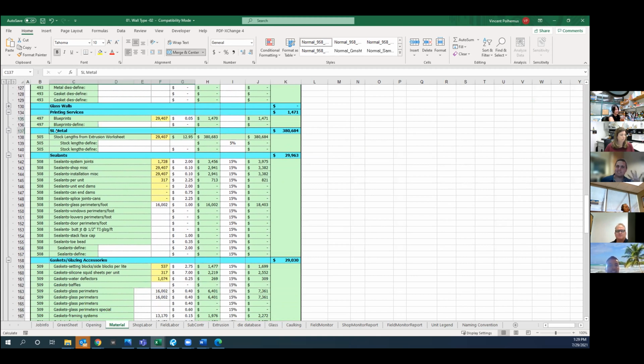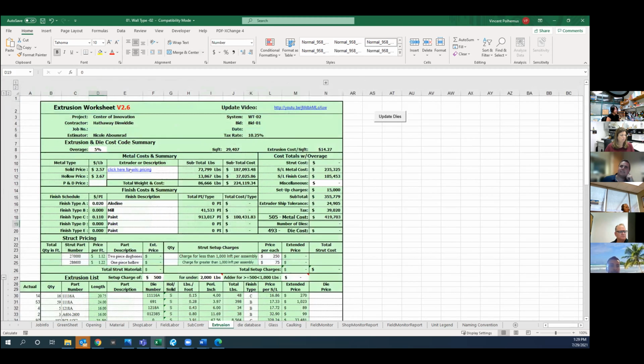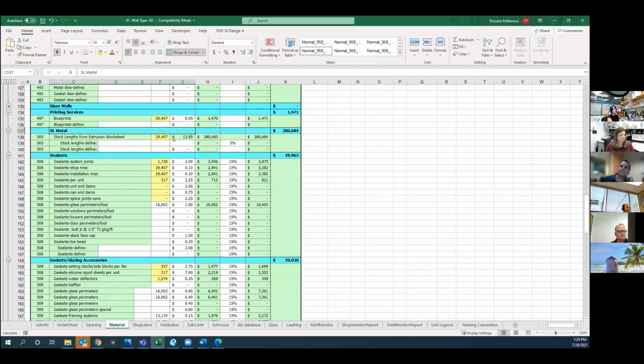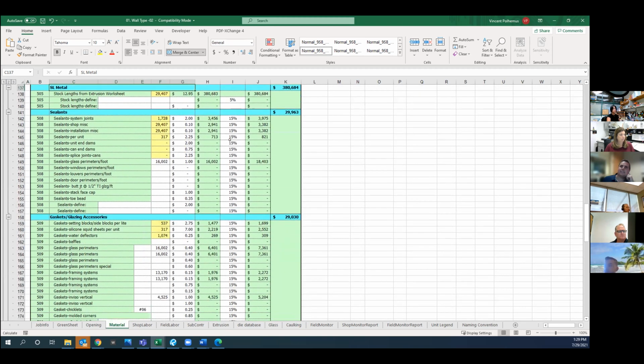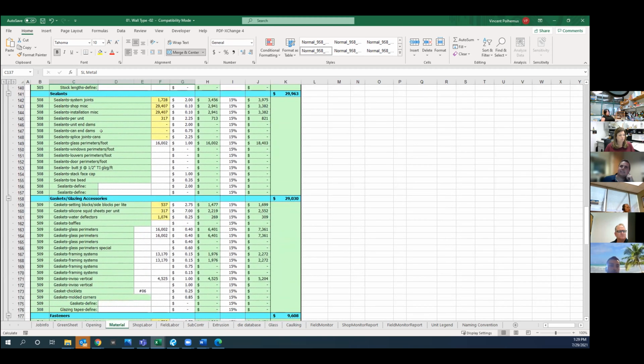Sweet. The stock length metal within your material tab is just a summary. Again, for stock length metal, you want to go to your extrusion tab. Your extrusion tab is where you really have all your data, but it comes over here so that it summarizes what you have. Things like sealants and gaskets and fasteners, unless you have something really weird or custom, a lot of this just comes from the count of units. It's not worth anyone's time.